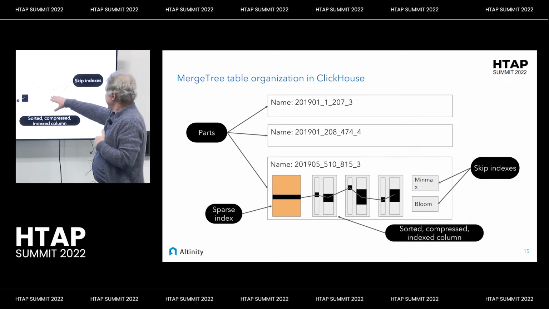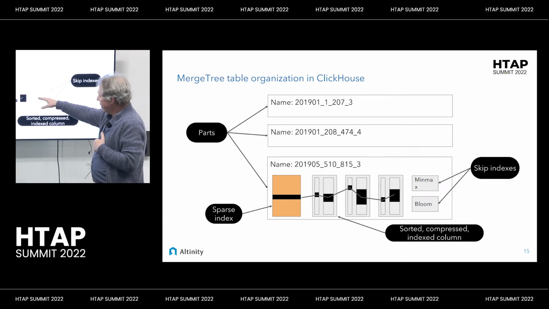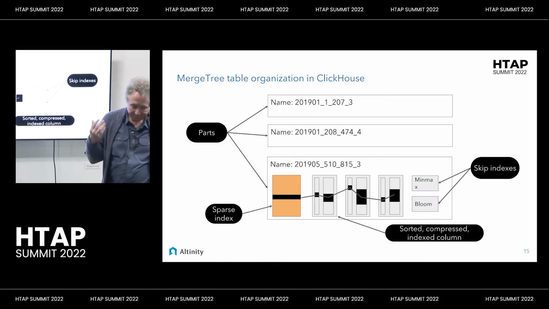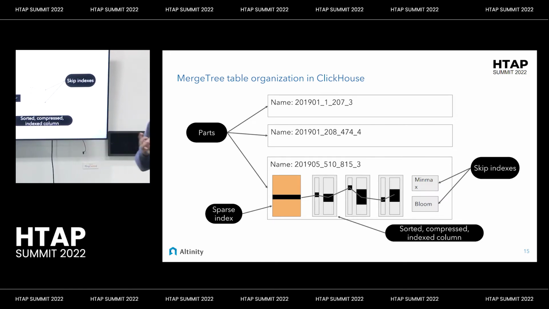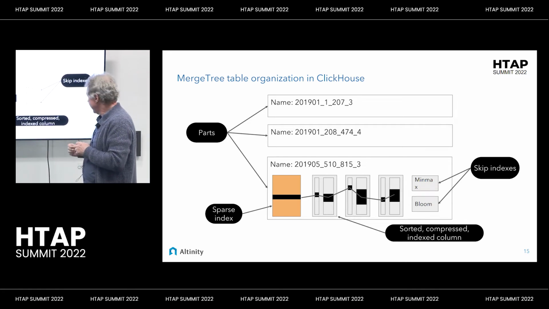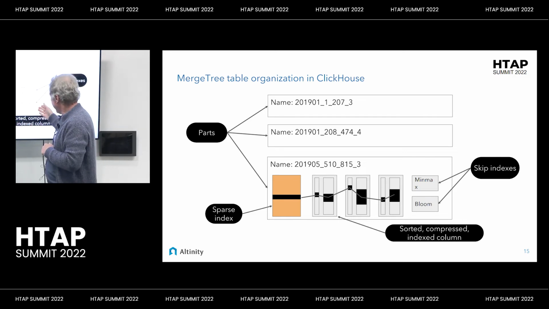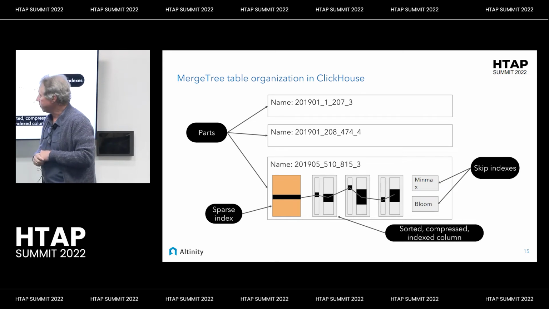And then skip indexes, which tell us which blocks we can skip because we're not likely to find values: Bloom filters, set indexes. These are various secondary indexes to make that search more efficient. And then, as I said, the data is sorted, compressed, and then indexed from the sparse index.